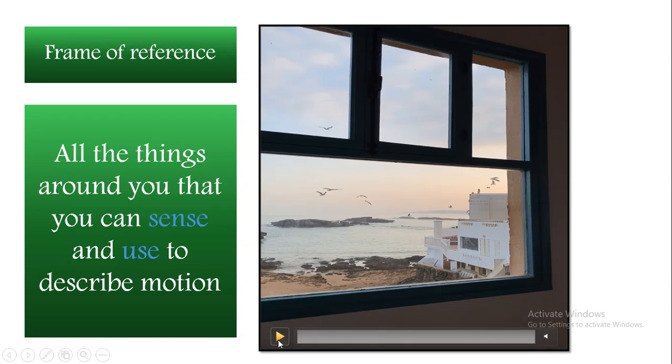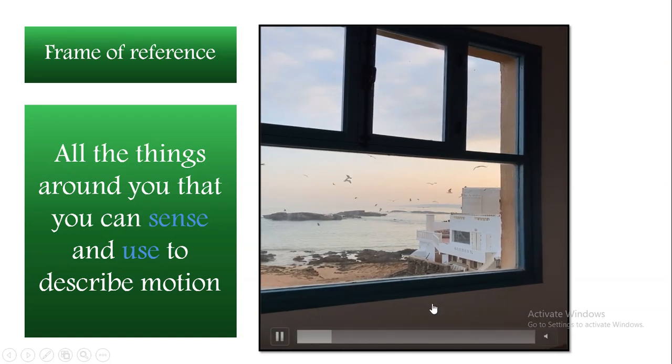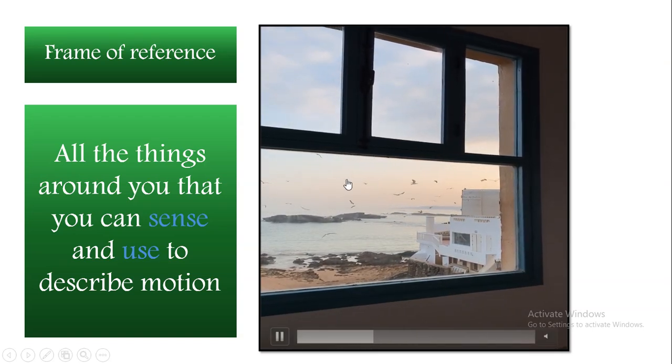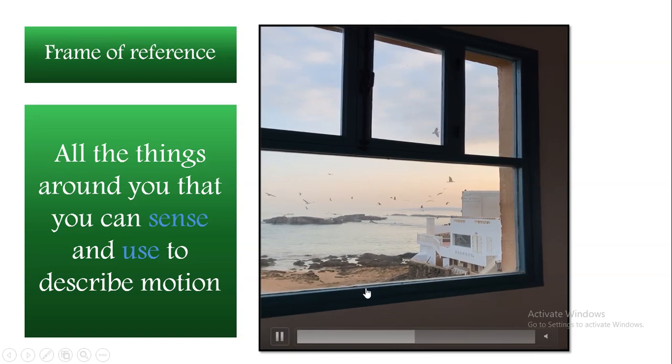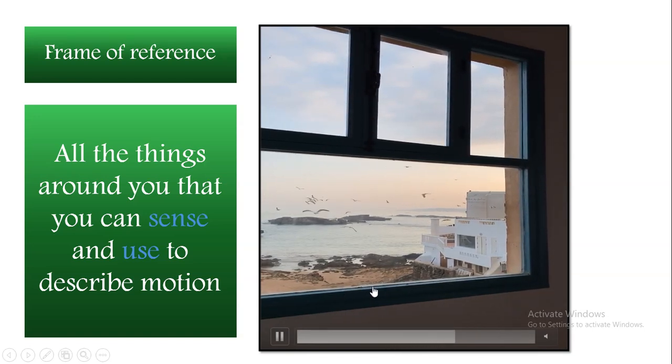Now, look at this picture here. From this window, I can see this house, these flying birds, water, rocks, this beach, right?